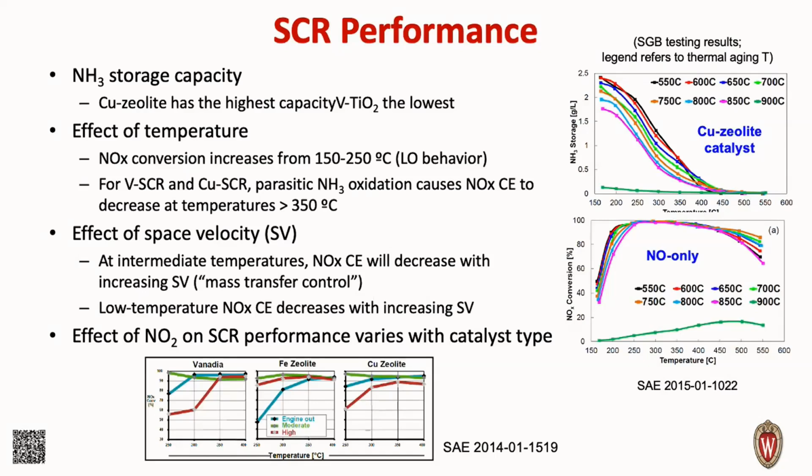It depends on temperature. So you see NOx conversion increases from 150 to 250. So that's the light-off behavior we were looking at before. And then stays pretty stable until some of these higher temperatures we start to see the drop off. For the vanadium and copper, we do see some parasitic ammonia oxidation that causes the NOx conversion efficiencies to decrease, and that's because we're forming NO and NO2 by oxidizing the ammonia.